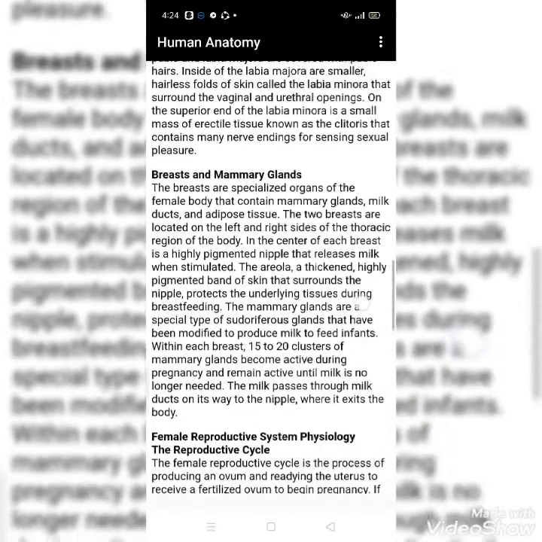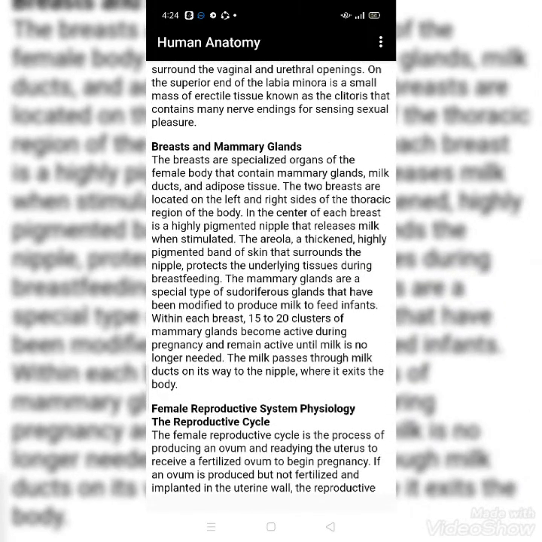Now we are coming to discuss the breast and mammary gland. In females, the breasts are specialized organs of the female body that contain mammary glands, milk ducts, and adipose tissue.